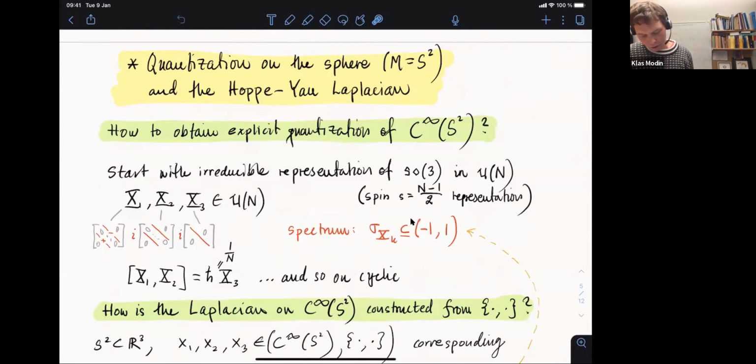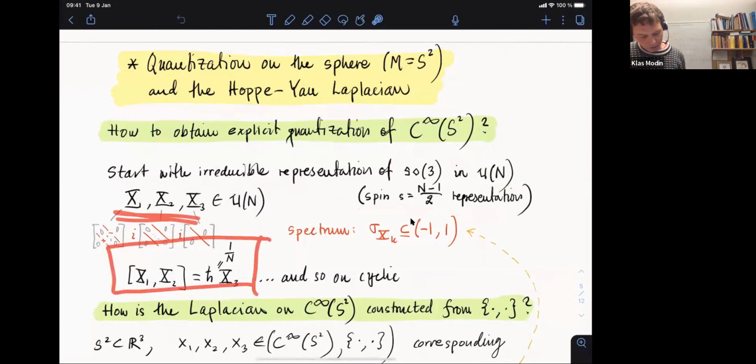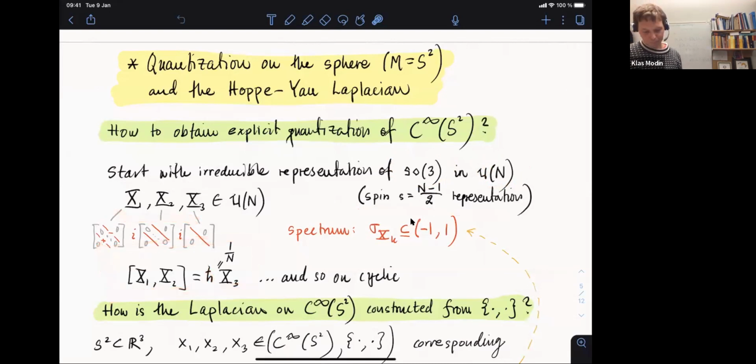Let's start in the finite dimensional setting. We take a representation of the algebra so(3) in u(N), the skew-Hermitian N by N matrices, for some, let's say, large N. In physics, this is called a spin S equals (N-1)/2 representation of so(3). We want these generators to fulfill this requirement: they fulfill the algebra requirements of so(3) up to this Planck's constant here. I did it for 1, 2, 3, and of course it continues in a cyclic way.